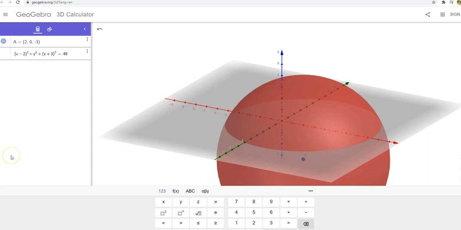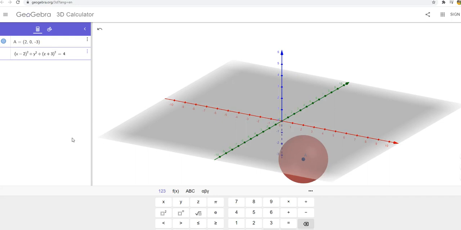I don't know if you can see it, but we should have gotten (x minus 2) squared plus y squared plus (z plus 3) squared equals 49. Can we buy that? How would I make the radius smaller? I changed 49, right? Look at that. Now it's got a radius of 2.